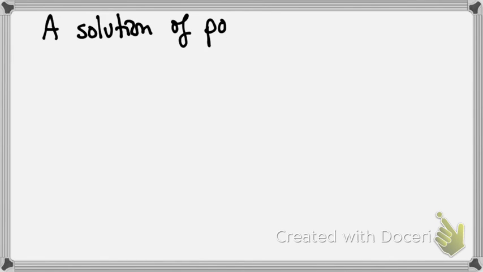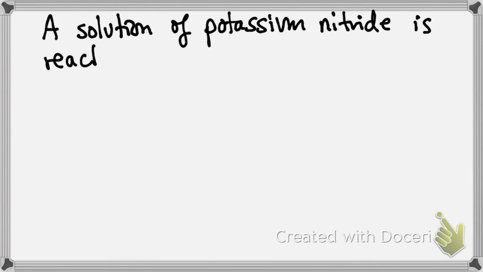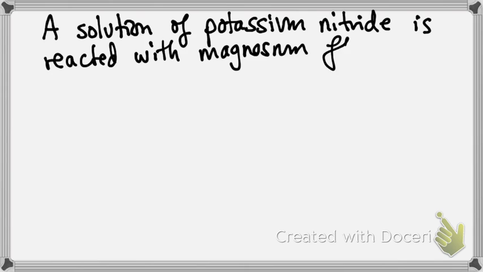So we're going to look at a narrative description and turning this into a balanced chemical equation, a total ionic equation, and a net ionic equation. So let's consider a solution of potassium nitride is reacted with magnesium fluoride.